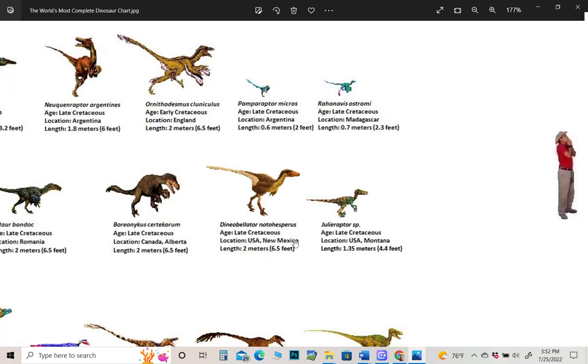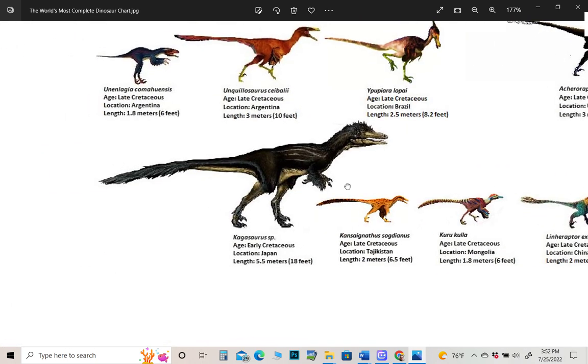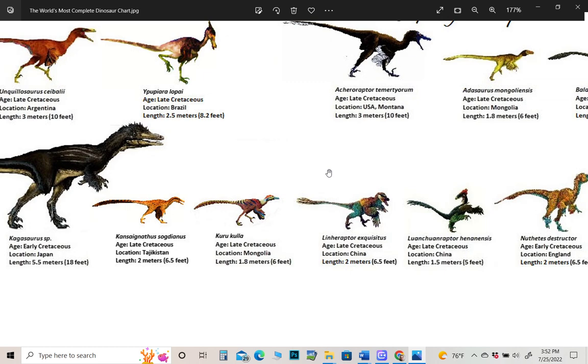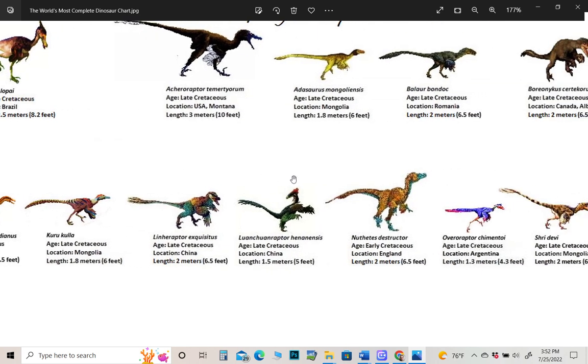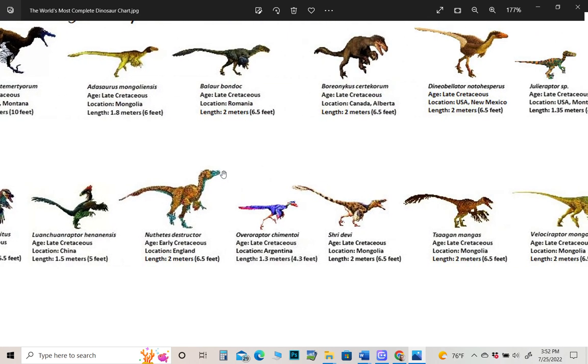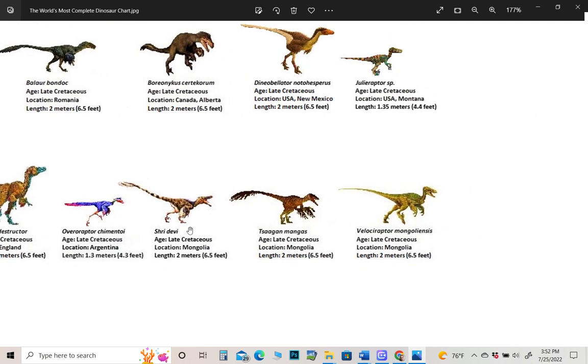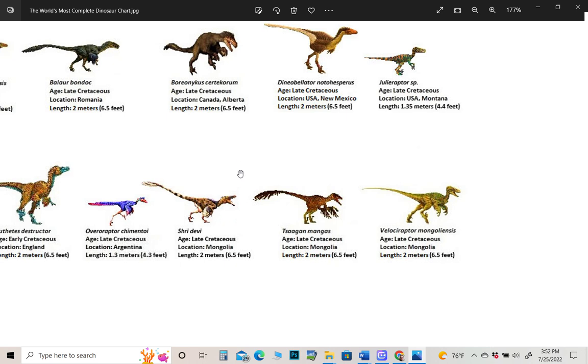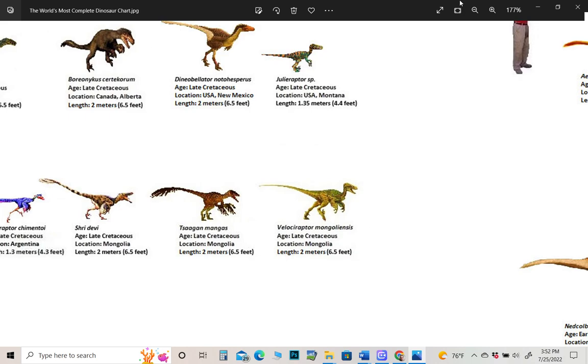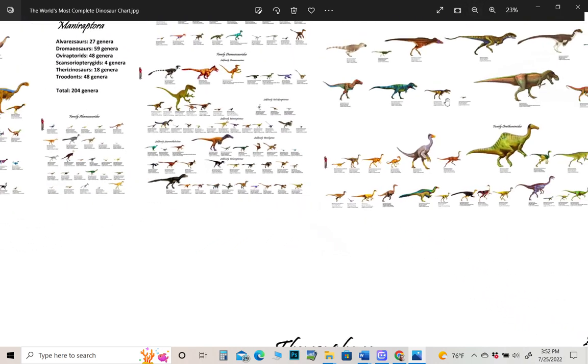Boreonychus, Diniobellador, Juliraptor, Cagosaurus, Cansegnathus, Kuru, Linheraptor, Luanchuanraptor, Euthytes, Oviroraptor, Shri, Sagan, and by the way, Shri used to be called Ichabod Craniosaurus because it didn't have a head when they found it, after the headless horseman story. They thought it might have been a velociraptor, but it's actually the sister taxon of velociraptors. So Shri, Sagan, and then finally Velociraptor. And that is it for the Maniraptors.